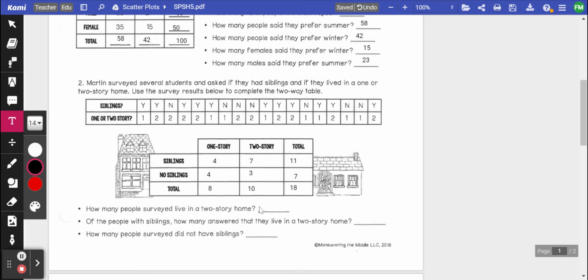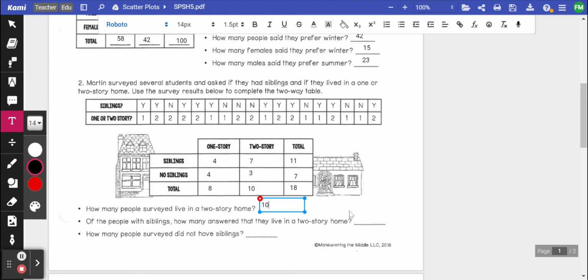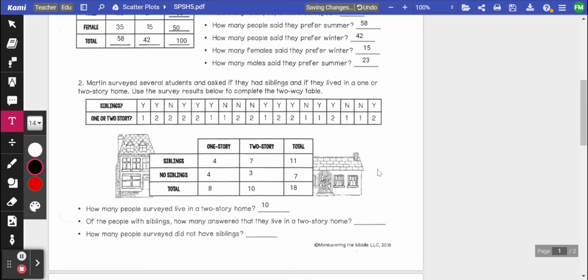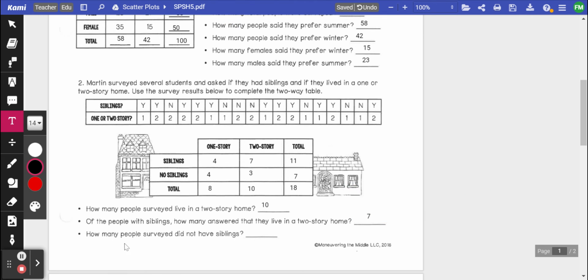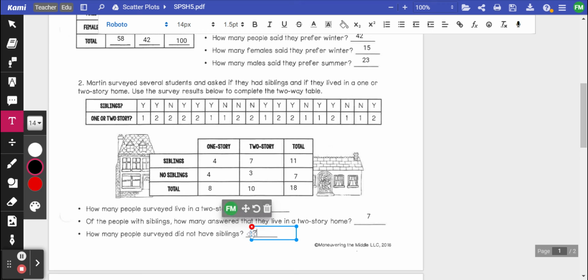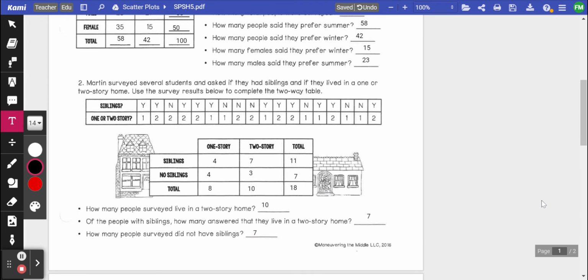All right. How many people surveyed lived in a 2-story home? Well, that would be 10. Of the people with siblings, looking right here, how many answered they lived in a 2-story home? That would be 7. How many people surveyed did not have siblings? Well, that would be 7 as well. So there's a good combination of questions where we're looking at individual little pieces of data and some totals.